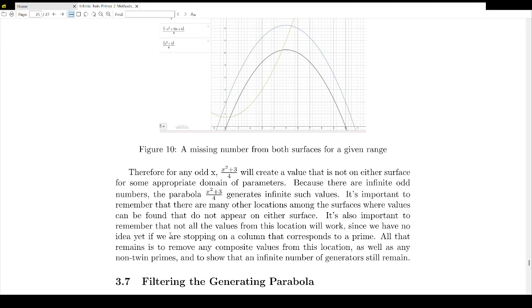It's also important to remember that not all the values from this location will work, since we have no idea yet if we're stopping on a column that corresponds to a prime. That was still the part we haven't figured out or dealt with. All that remains is to remove any composite values from this location, as well as any non-twin primes, and show that an infinite number of generators still remain.